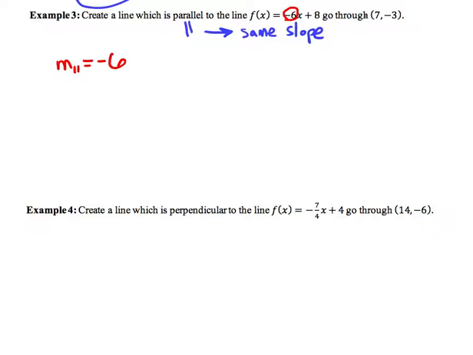So we've got a slope and a point that we want to go through. So I'm going to go ahead and use point slope form. y minus, want it to go through -3 for the y, equals the slope, -6, times x minus, and I want it to go through 7. There you go. So you just need to simplify if you want to graph it. I'll just go ahead and do that pretty quickly here.